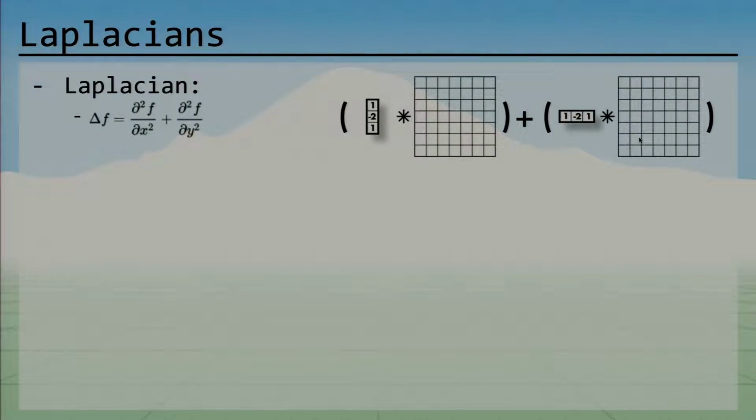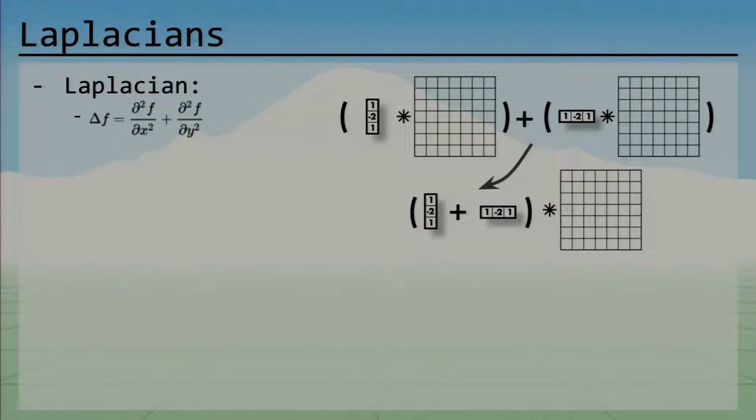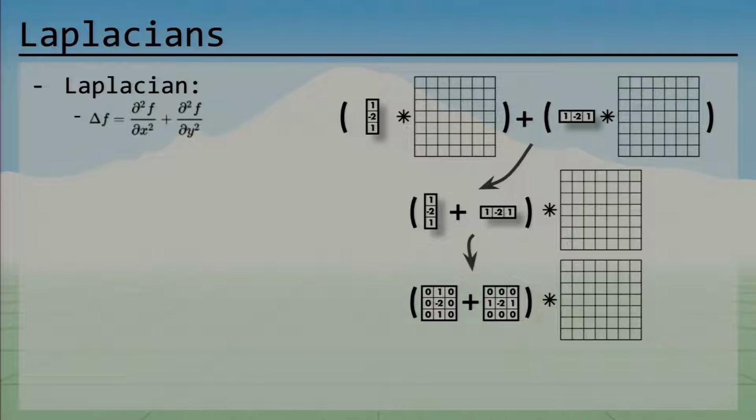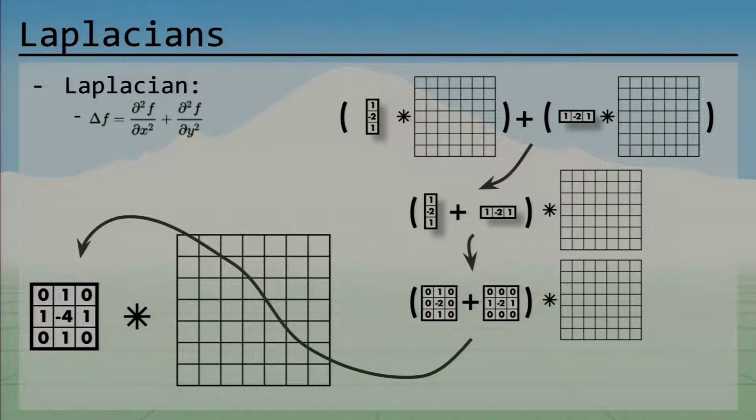And we want to add these two together to get our Laplacian, but we can take advantage of our cool mathematical properties of convolutions to say that instead of doing these two separate convolutions, we can just add together these filters and then do the convolution of that addition with our original image. And we can pad these out with zeros to actually be able to perform this addition, and we get a little filter that looks like this.